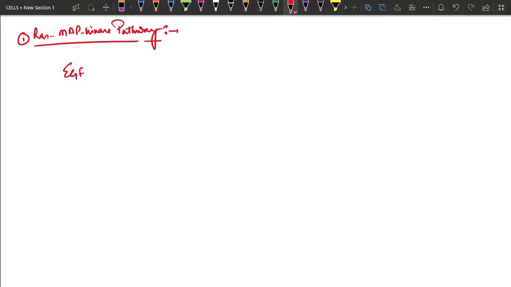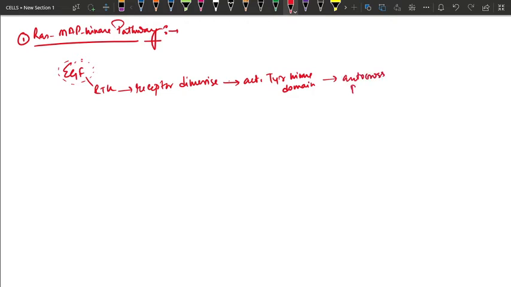So suppose there is an EGF, this is the ligand, so it binds with the RTK. Okay, so now there will be receptor dimerization, so the receptor will dimerize. Very good. So now it will activate the tyrosine kinase domain. So the tyrosine kinase domain is activated, right? Now there will be auto cross phosphorylation of the tyrosine residues. Now the phosphotyrosine domain will also get phosphorylated.